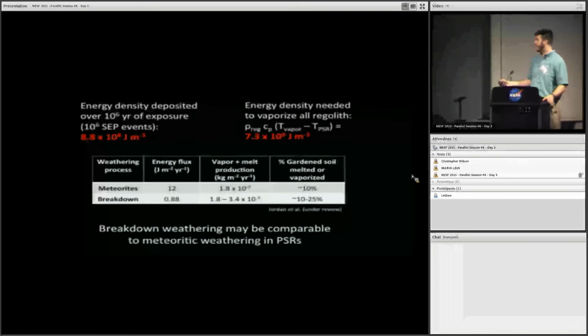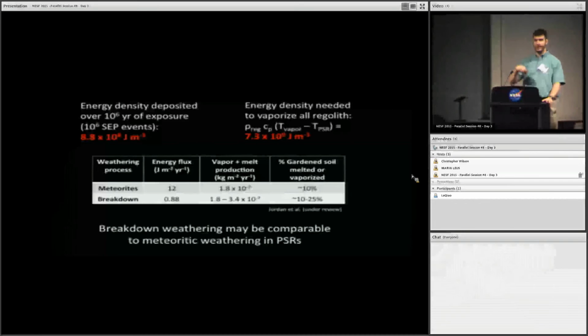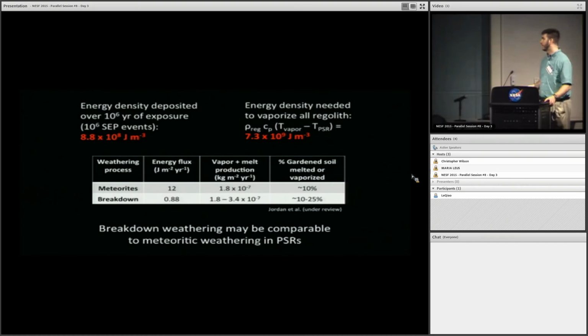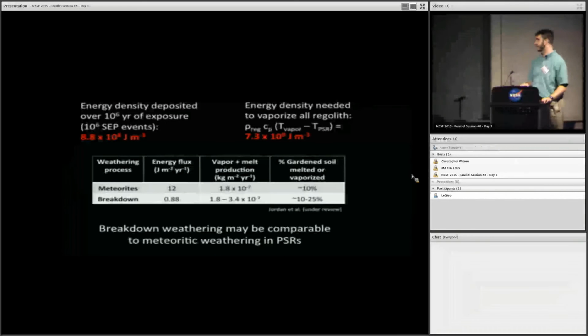So if we combine that with meteorites, the energy flux of meteorites into the regolith is actually about an order of magnitude greater than the energy flux of breakdown into the regolith. But breakdown is a lot more efficient at heating regolith because almost all the electric field energy is converted into joule heating. There's just a very little bit, on the order of 1%, that goes into emission and moving stuff around. So you can see then the vapor and melt production rates are actually comparable. And so you're looking at on the order of 10% of the regolith being vaporized and/or melted. So it seems like it could be comparable to meteoritic weathering in PSRs.